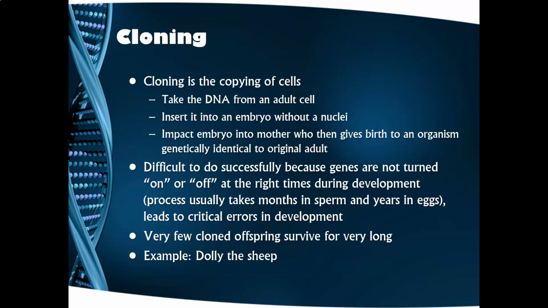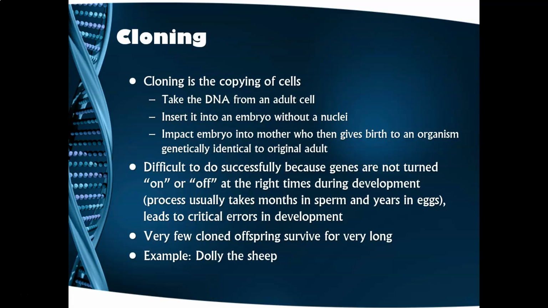So the basics when we talk about cloning cells: I've got to take DNA out of an adult cell. I've got to take that DNA, essentially the nucleus, insert it into an embryo that I've removed the nucleus from, and then I have to implant that embryo into the mother that then gives birth to the organism that is genetically identical to the original adult that I took the DNA from. Here's the thing.